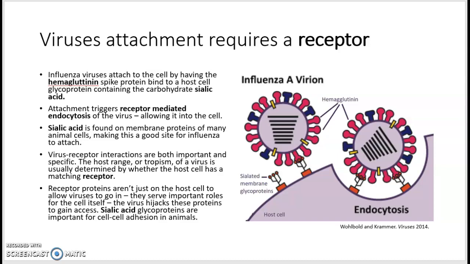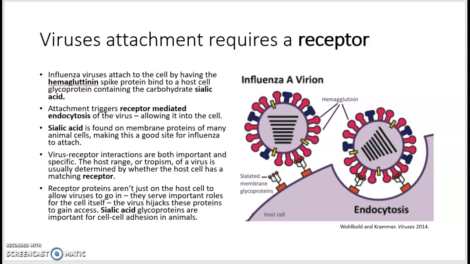So the first important part of influenza biology is the attachment to the receptor. Influenza viruses attach to the cell by having the hemagglutinin spike protein bind to the host cell glycoprotein containing carbohydrate sialic acid. That attachment triggers the process of receptor-mediated endocytosis of the virus, allowing it into the cell. Sialic acid is an attractive receptor for influenza because it's found on the membrane proteins of many animal cells, making this a good site for the virus to attach.